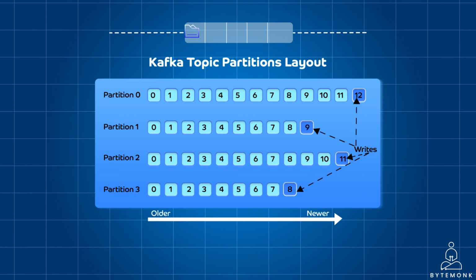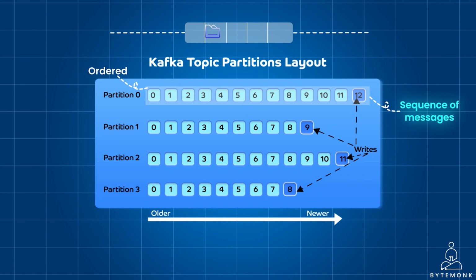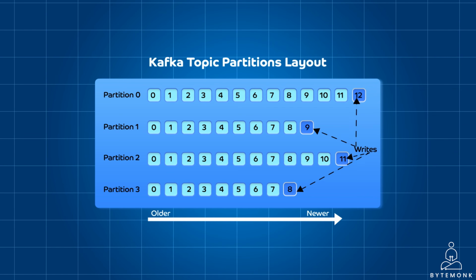Each message is assigned to a specific partition. Messages within a partition are ordered, meaning they will be processed in the order they were received. The sequence of messages in a topic is called a data stream, and this is why Kafka is called a data streaming platform.